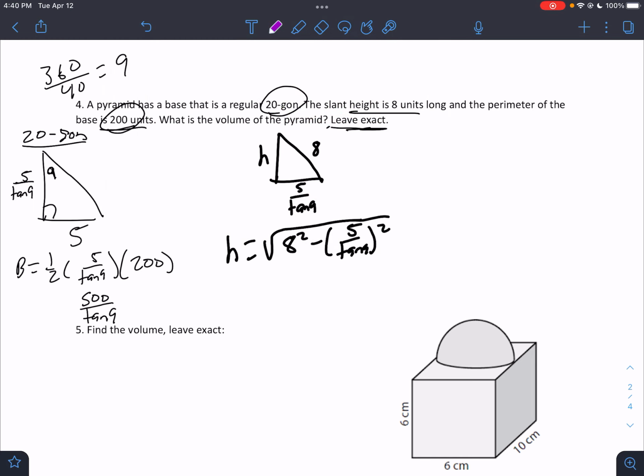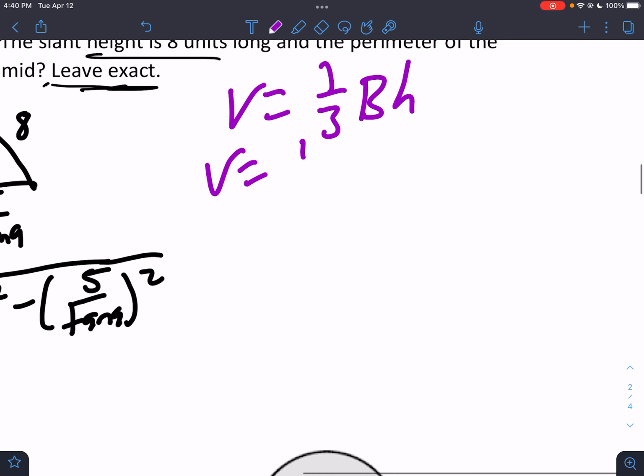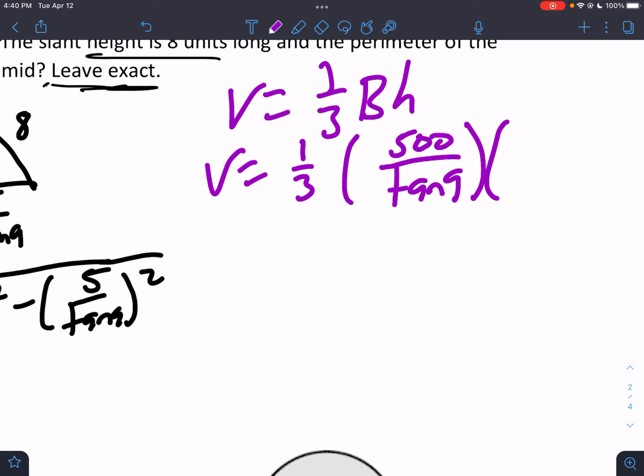We haven't really talked about that, but the volume of the pyramid is 1/3 area of the base times the height. So the volume will be 1/3 times 500 over tan 9 times the square root of 8 squared minus (5 over tan 9) squared.